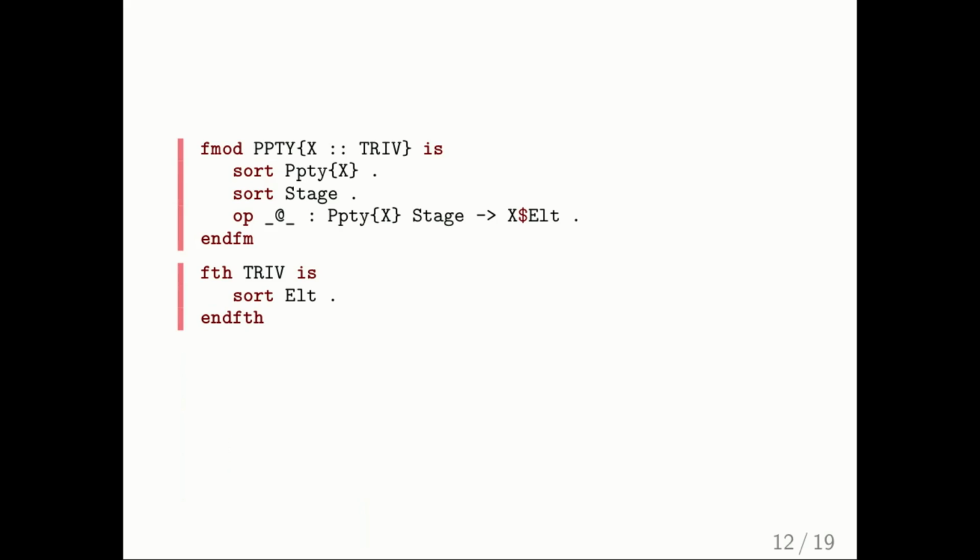We build properties with this parameterized module PPTY. It takes as parameter a trif. The trif is really a trivial one, only requiring the existence of a sort. When we instantiate the parameter with bool, as in our example, the module declares the sort of Boolean properties, PPTY bool. It also declares the sort stage, that is a term used to refer to either states or transitions. Finally, it declares an evaluation operator at that we use later. It takes a property and a state or transition and produces a value of sort bool in our case.